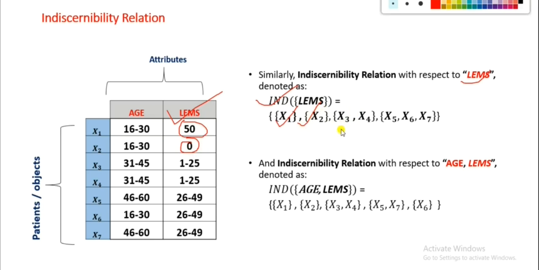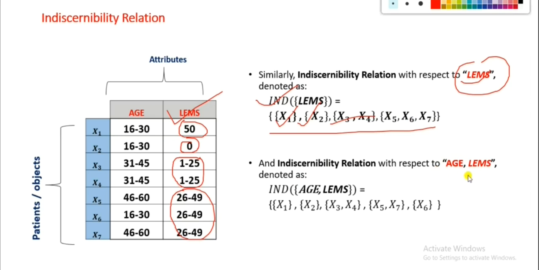And similarly X3 and X4 have the same value for LEMS. So this is the third group. And similarly X5, X6 and X7 have the same value, so they will form the final group. So this is the indiscernibility relation with respect to LEMS attribute.